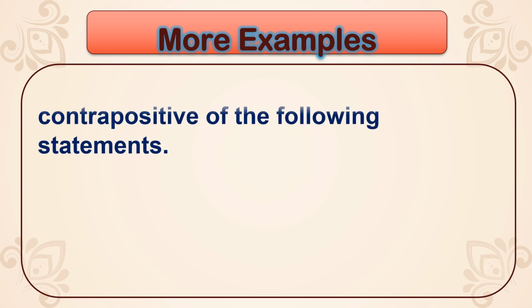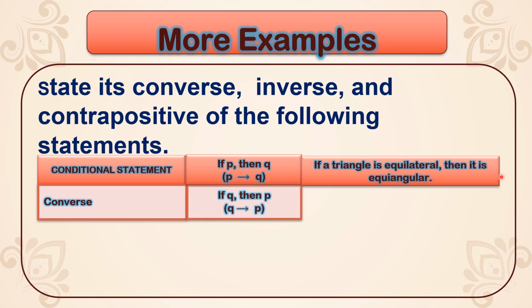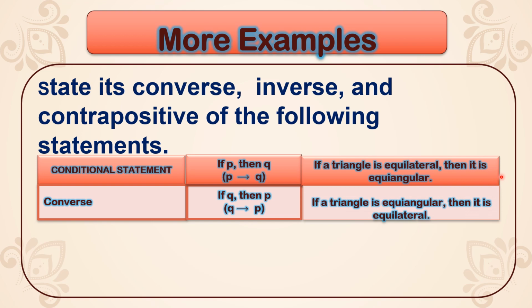Okay, so for another example, for the conditional statement, if a triangle is equilateral, then it is equiangular. Okay, so ano nga ba yung hypothesis natin dito? So, a triangle is equilateral. Ano naman yung conclusion? It is equiangular. Okay, kapag converse, ang magiging statement naman natin ay if a triangle is equiangular, then it is equilateral. So, magkakaroon po ng interchanging si conclusion at si hypothesis. Okay, si conclusion naging first statement, while si hypothesis naman is naging second statement.